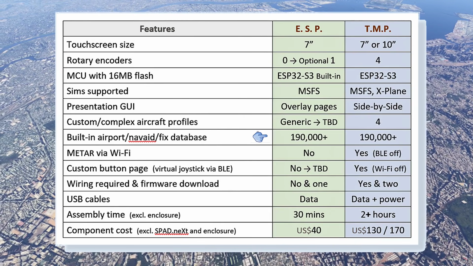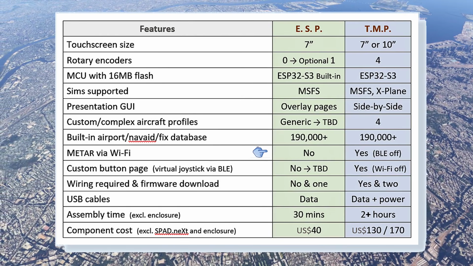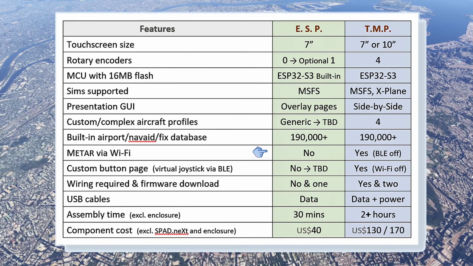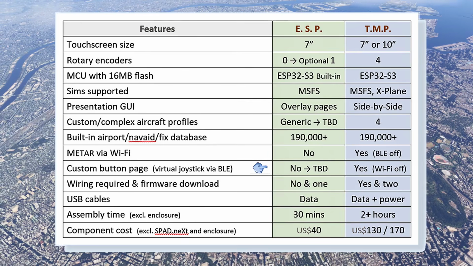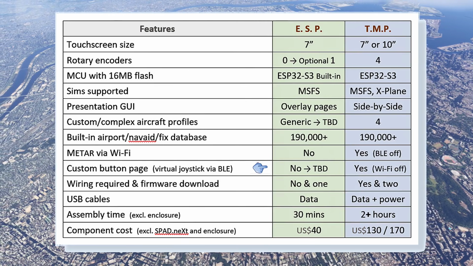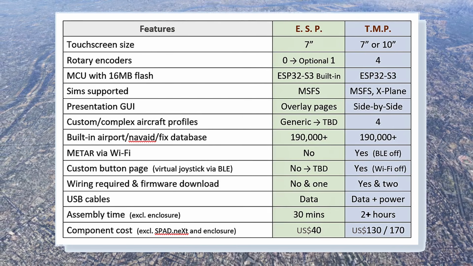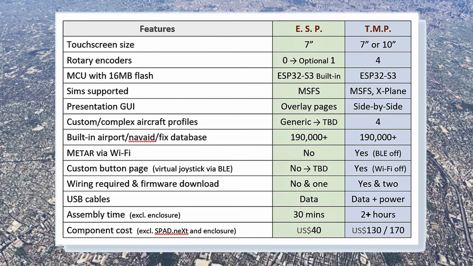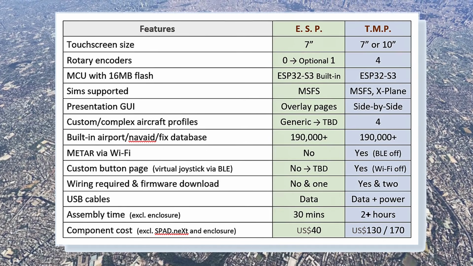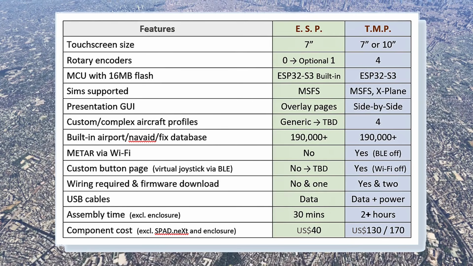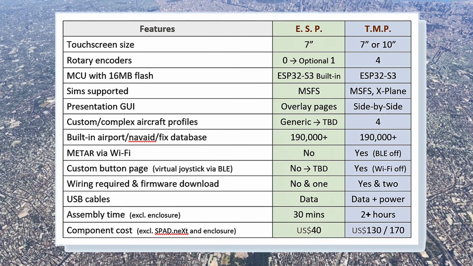Both products have the same built-in database. But for the TMP, it is possible to turn on Wi-Fi to fetch the weather information from the internet. The virtual joystick button page is already working in the TMP, but I doubt anyone is really using it. It allows the panel to generate joystick button code that you can bind to the sim to manipulate aircraft operations. I expect this feature can be ported to the ESP to work in conjunction with the customization effort.